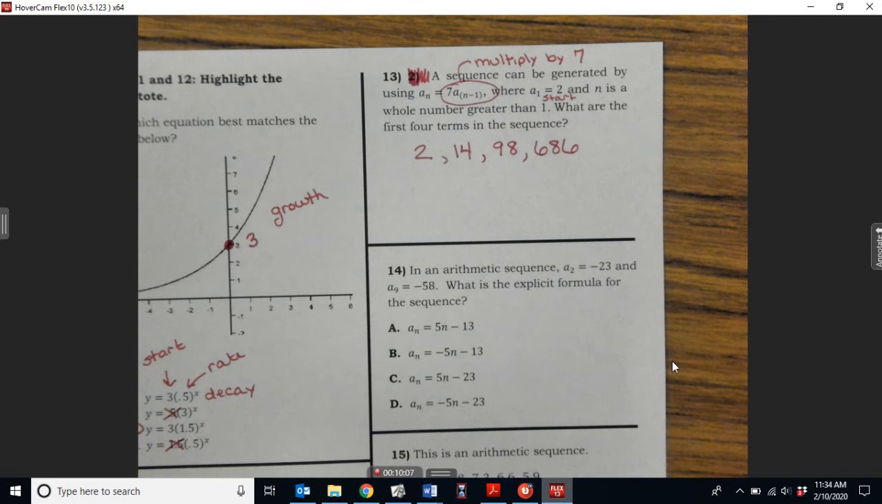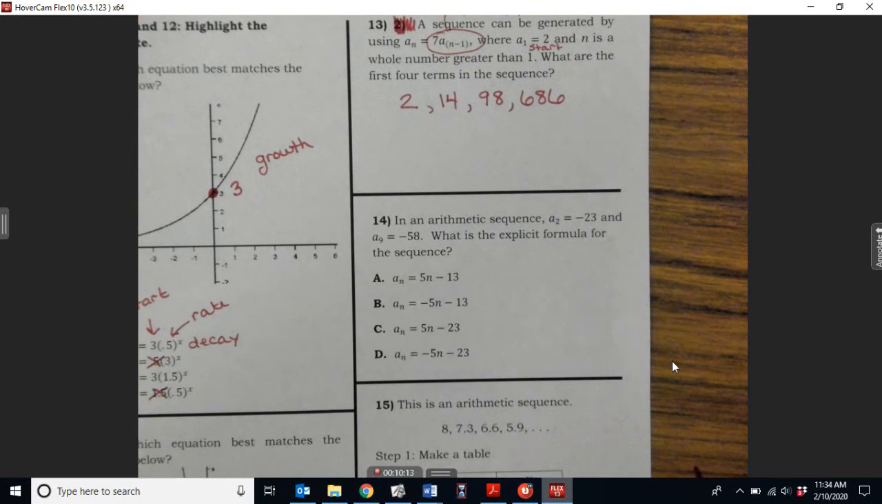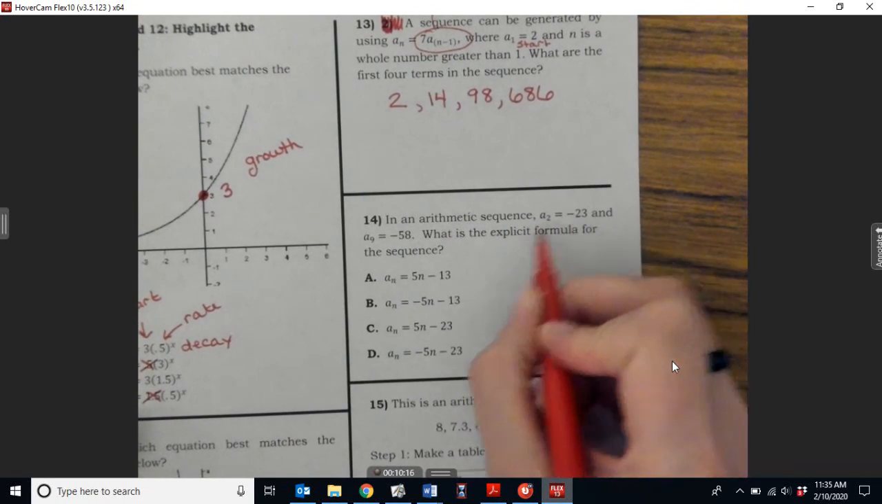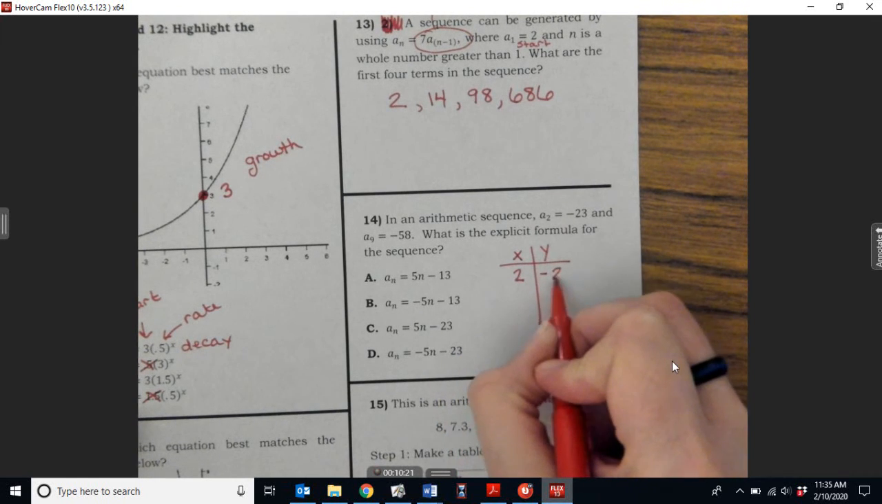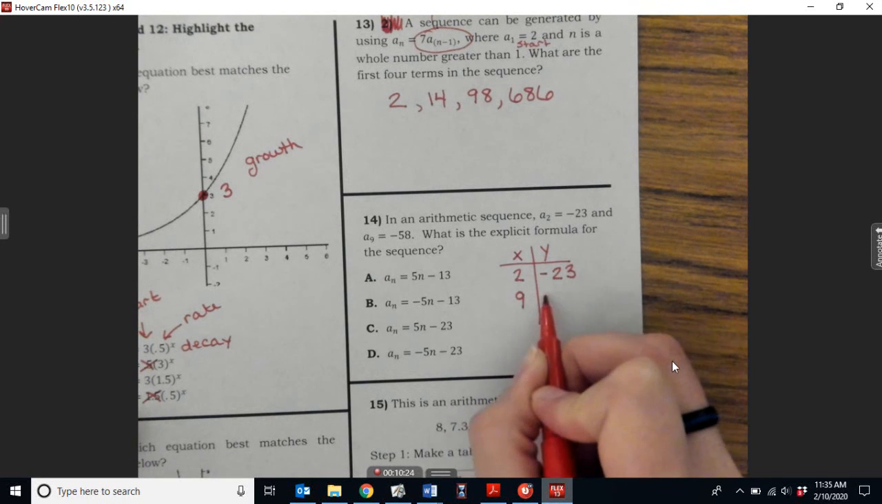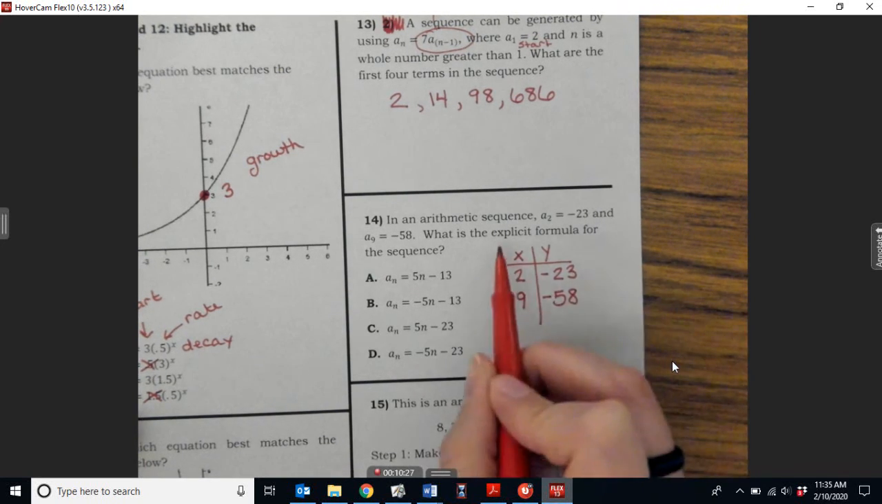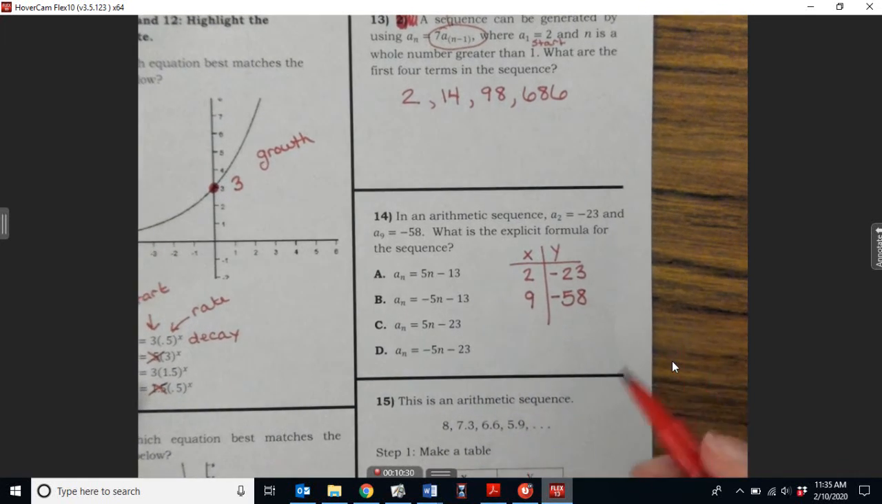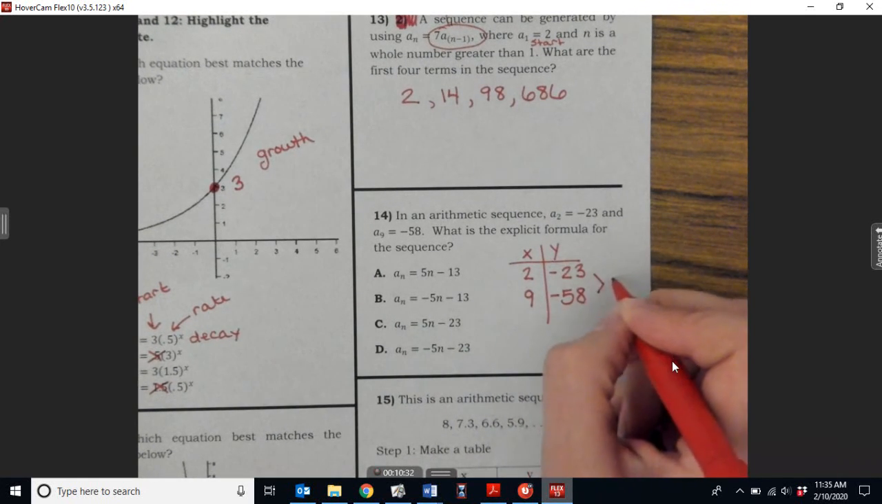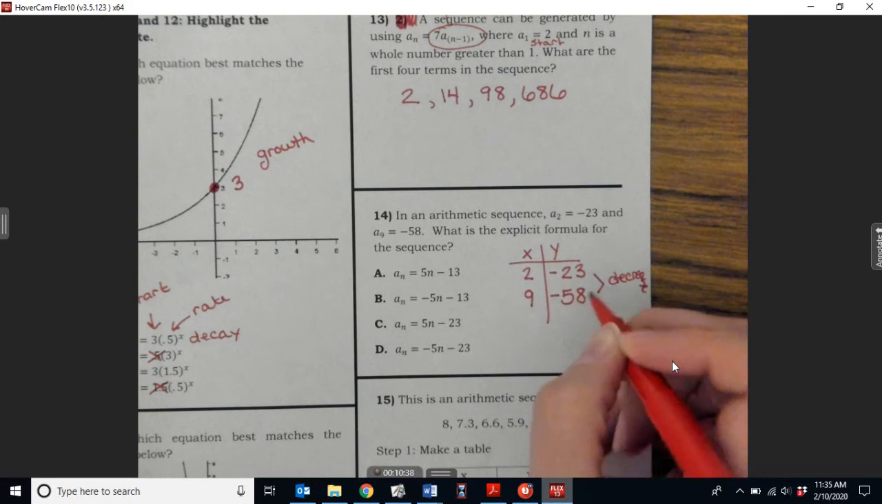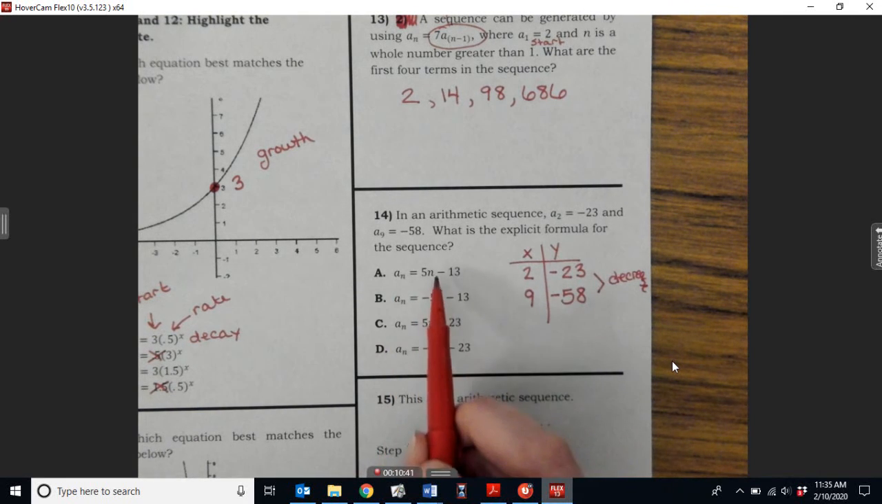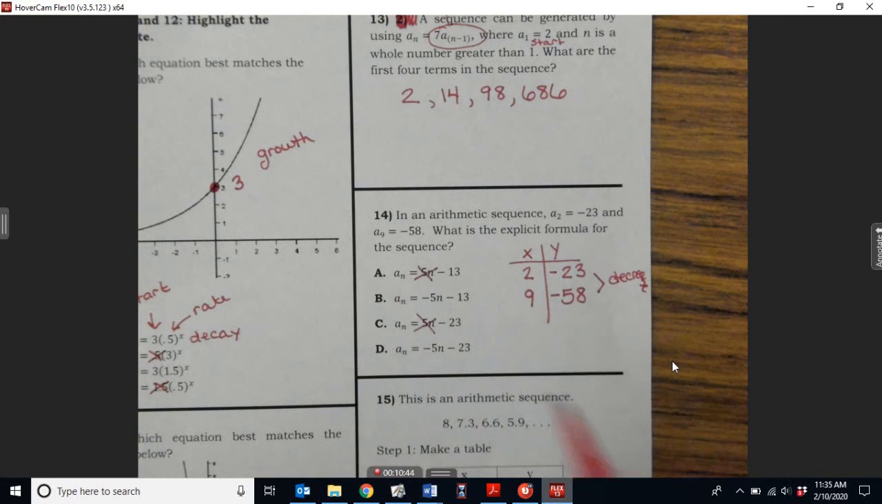All right, number 14. In an arithmetic sequence, a sub 2 is negative 23. So if I were to make a table, the second term is negative 23, and the ninth term is negative 58. What is the formula for this sequence? Well, first I want to see here, I am decreasing. So if I'm going down, that means I need something happening that's also going down. So that's positive, and that's positive, which means those two aren't my answer.